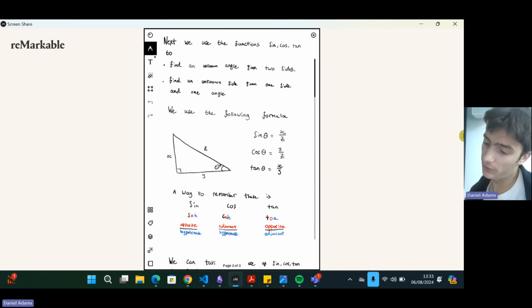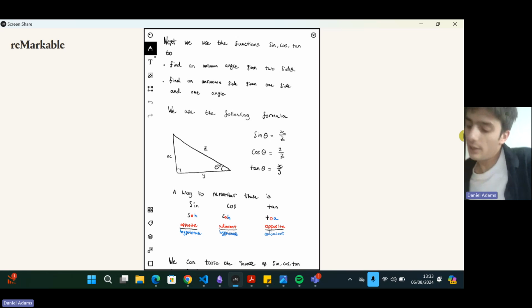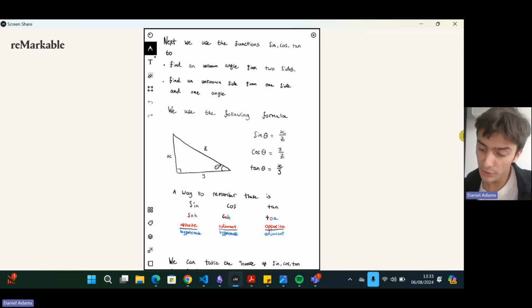So the last bit of this study ready session is now we're going to be relating angles to the sides of triangles using these functions sine, cosine, and tangent. Mathematically, instead of writing out sine, cosine, tangent all the time, mathematicians abbreviate the names of these functions, and in your calculators, that's how you'll see them referred to, as sin, cos, and tan.